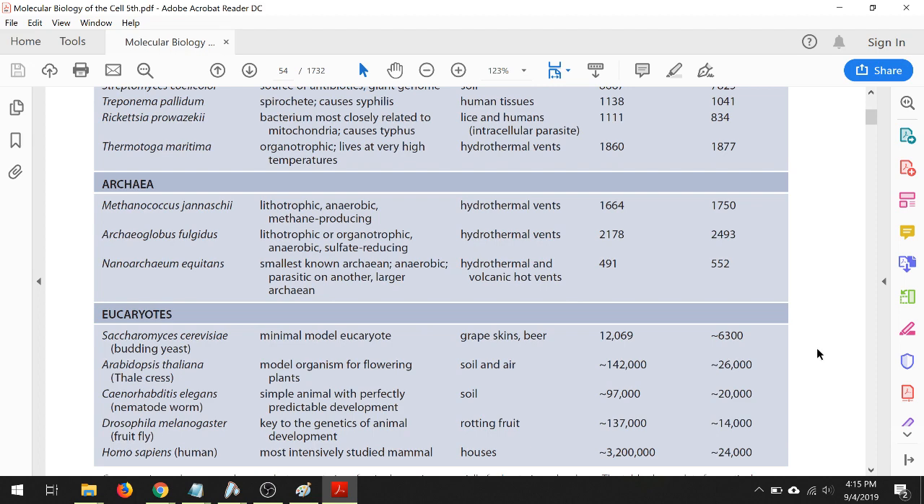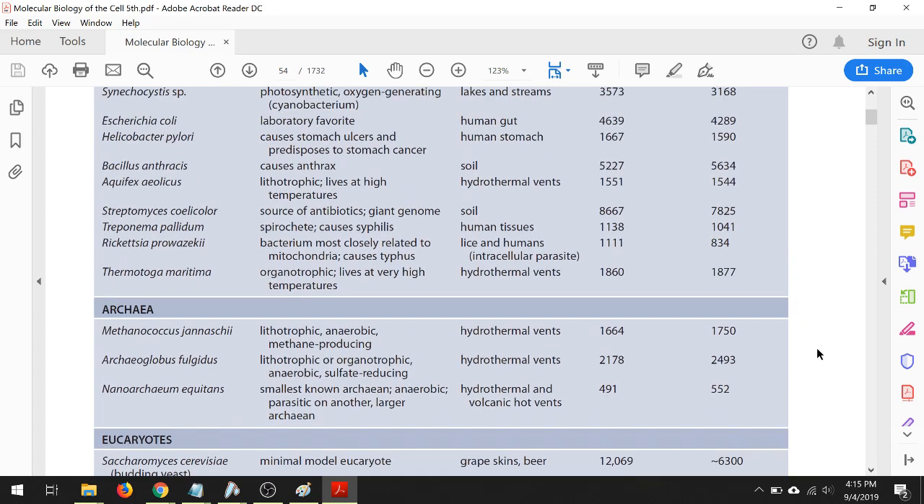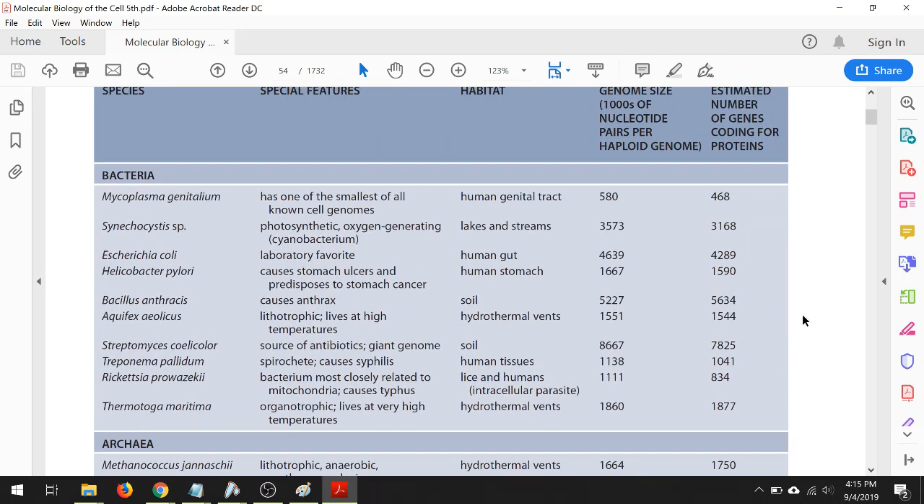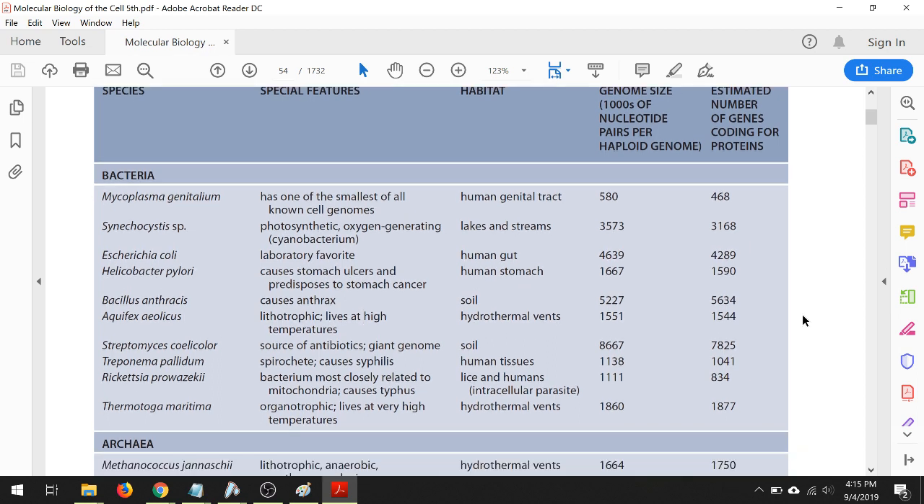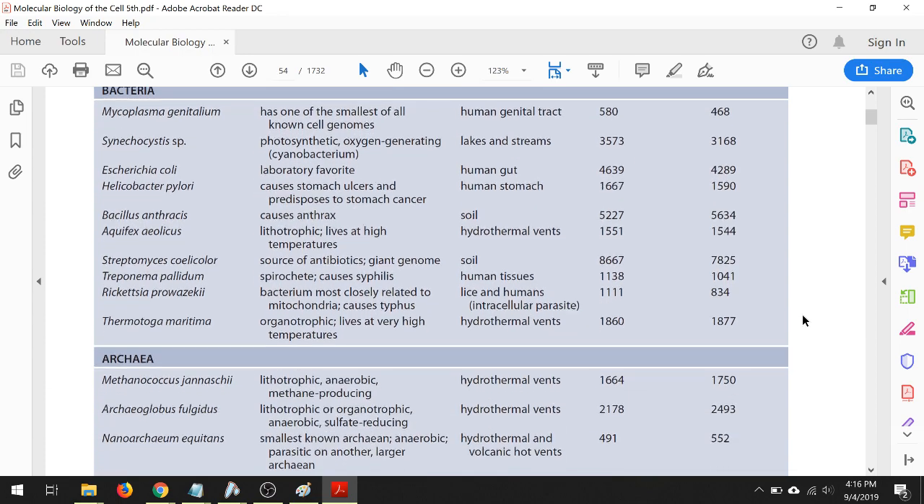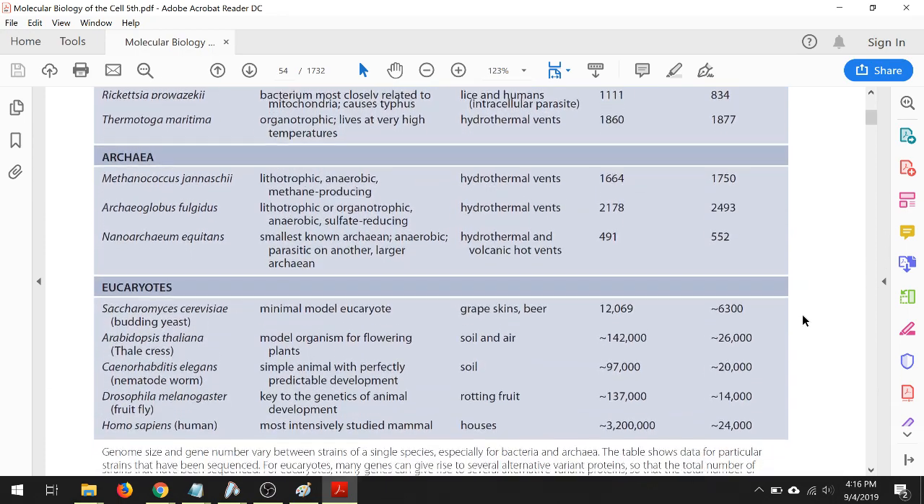But humans don't have the biggest genomes, right? There are a lot of plants that have way bigger genomes than humans. When you're talking about bacteria, the genome is generally going to be smaller than the human genome, right? But it's not strictly related to complexity. So don't think that if a genome is smaller or bigger than the human genome, that organism is more complex or less complex than a human.